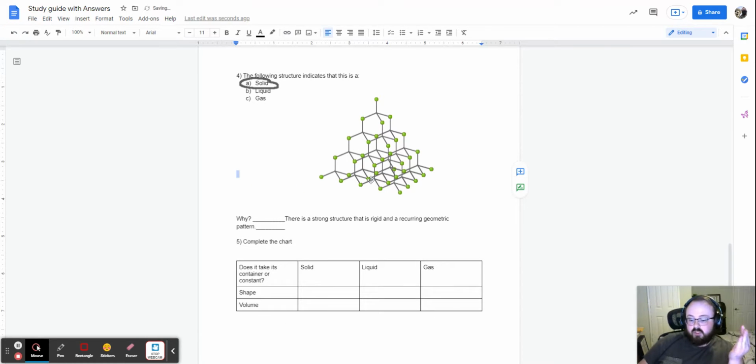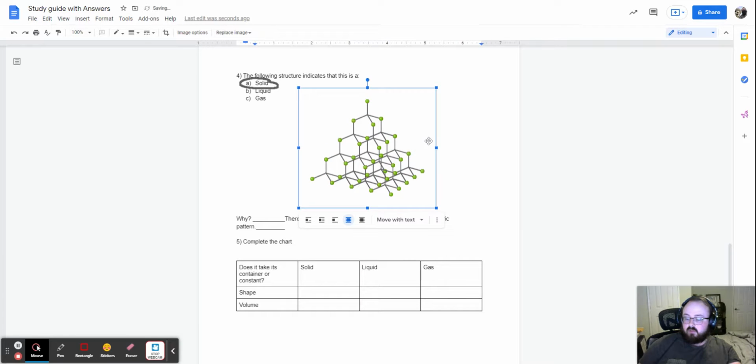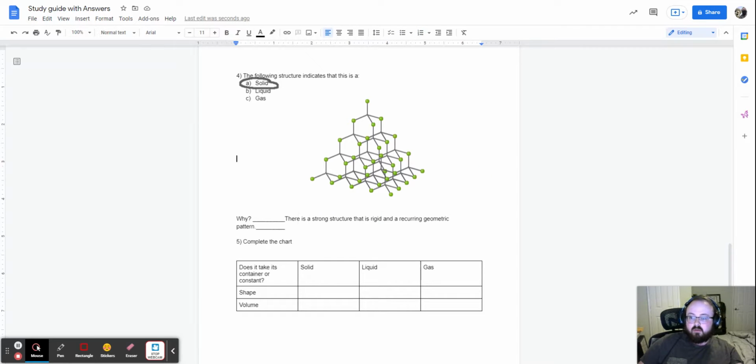Now, just for fun, this is the structure of a diamond. As you know, diamonds are some of the hardest materials that we have. This structure gives the diamond so much strength that it is almost impossible to break. It's one of the hardest materials that we know of. Oh, I should have also mentioned, if this was a gas, you would see maybe two atoms. The atoms are just floating around. They're not interacting much.